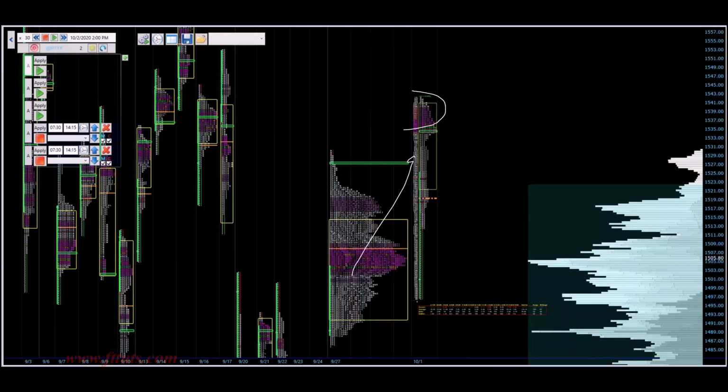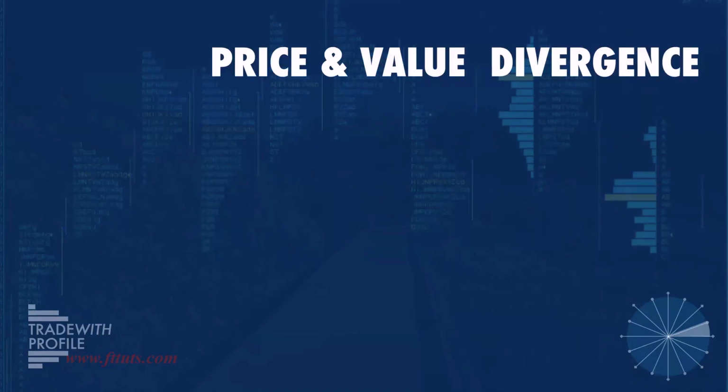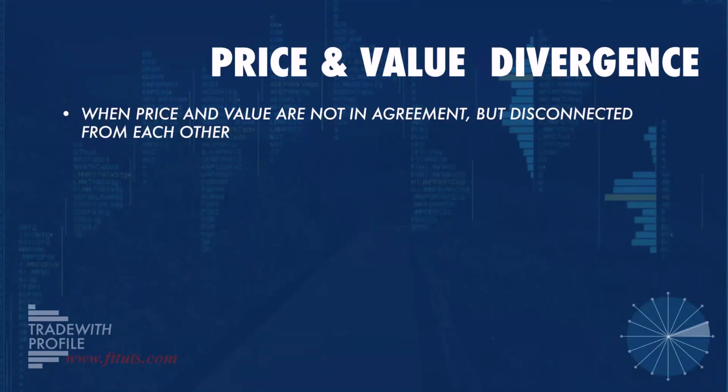Divergence away from the prior day, that's acceptance and would suggest continuation the next session. Now, that's price and value convergence. The flip side of that is price and value divergence. So this is when price and value are not in agreement, but disconnected from each other.